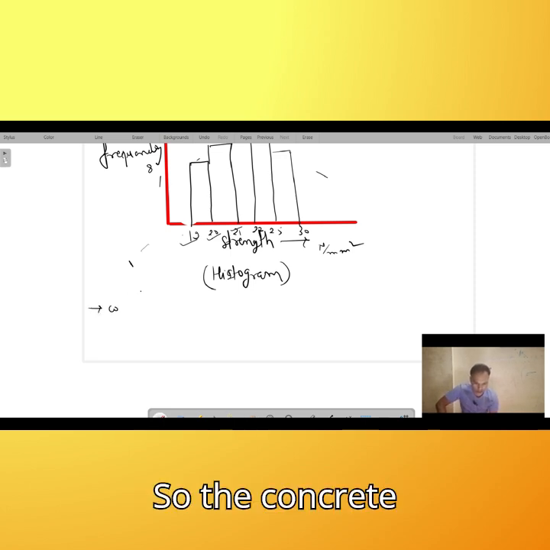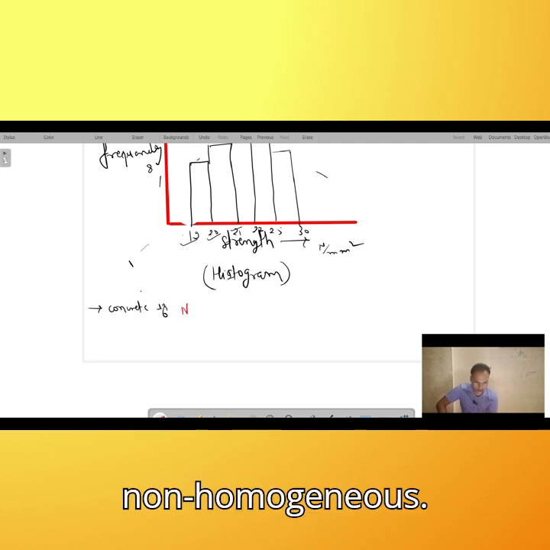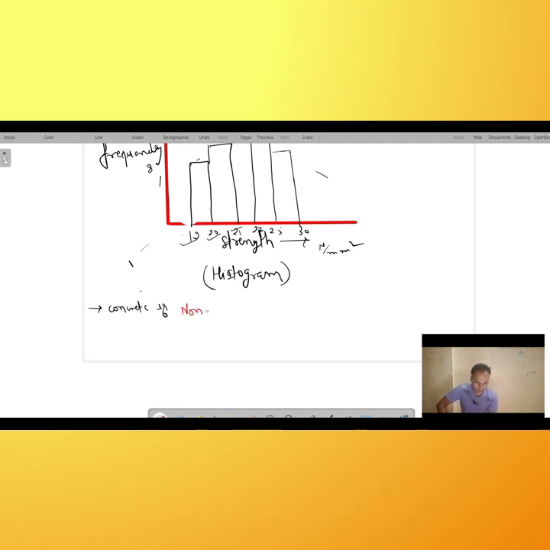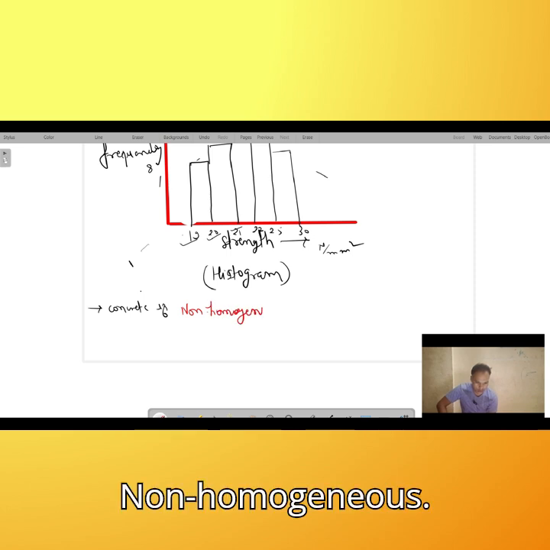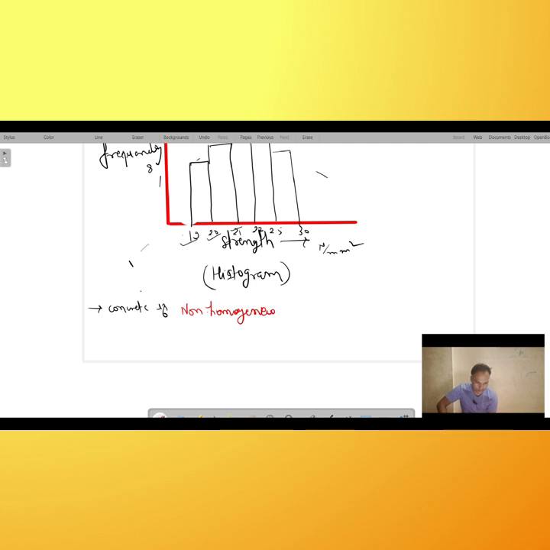So the concrete is non-homogeneous, so the strength is varying.